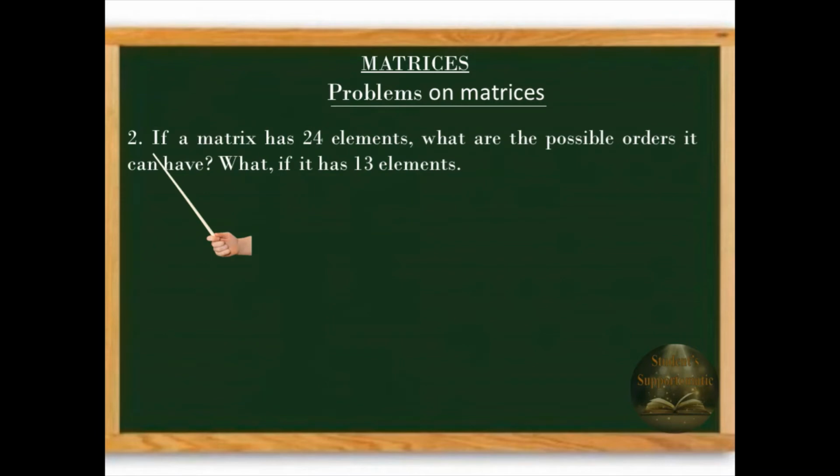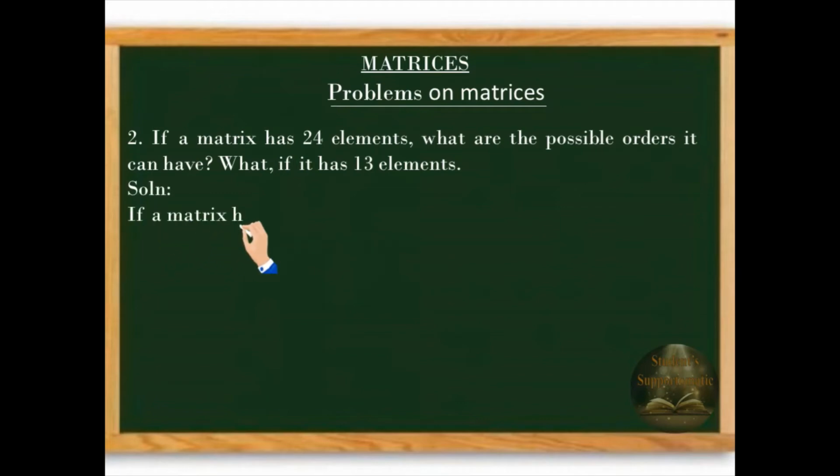Here is the second problem. The problem is, if a matrix has 24 elements, what are the possible orders it can have? What if it has 13 elements? So here in this question there are two parts, but first we will solve the first part. If a matrix has 24 elements, what are the possible orders it can have?